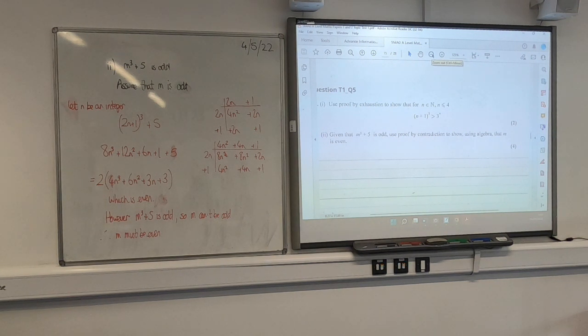Do we say 0 is even? Well, yes. In order for the pattern to work, that has to be, because it's 2 times 0, isn't it? Good stuff.